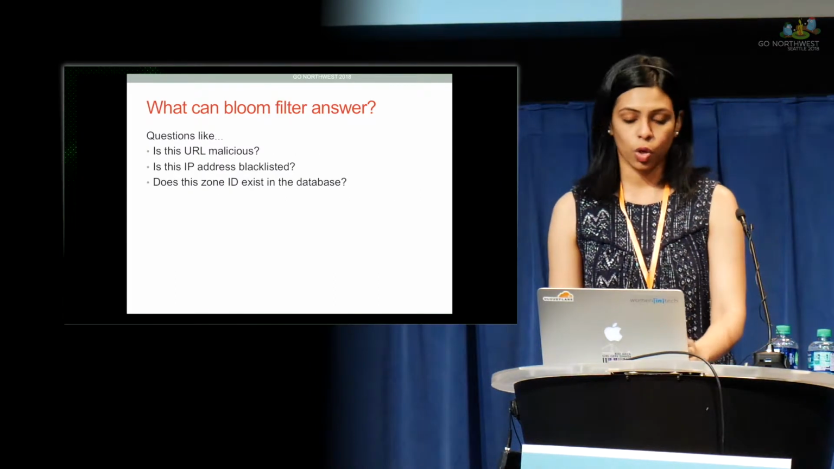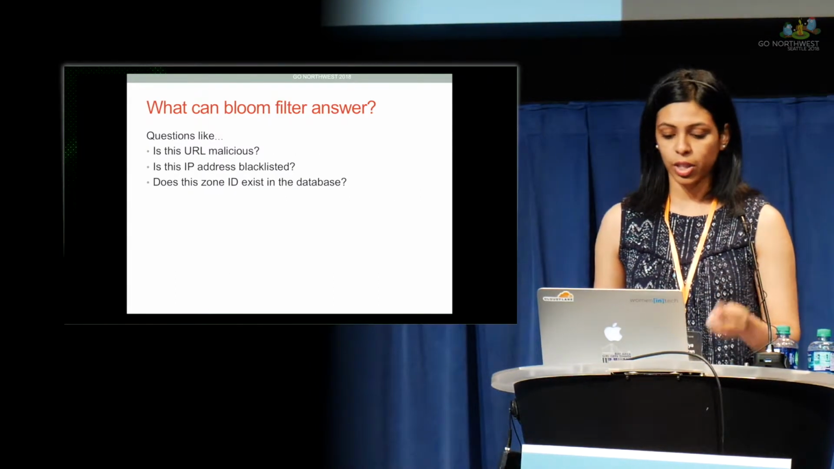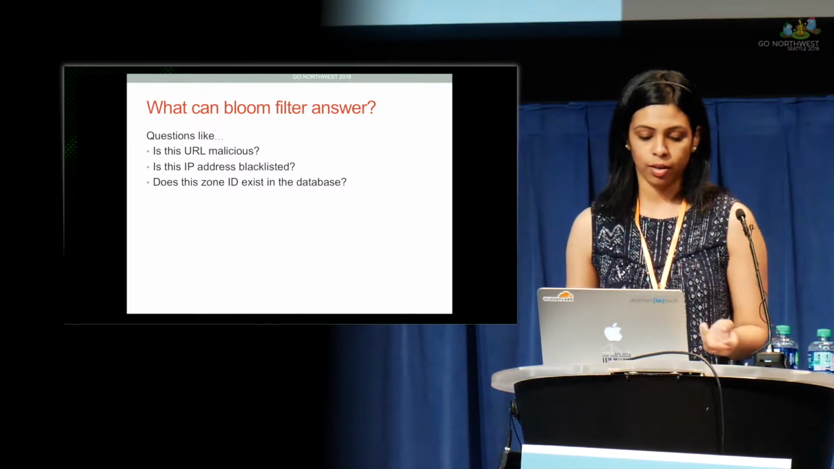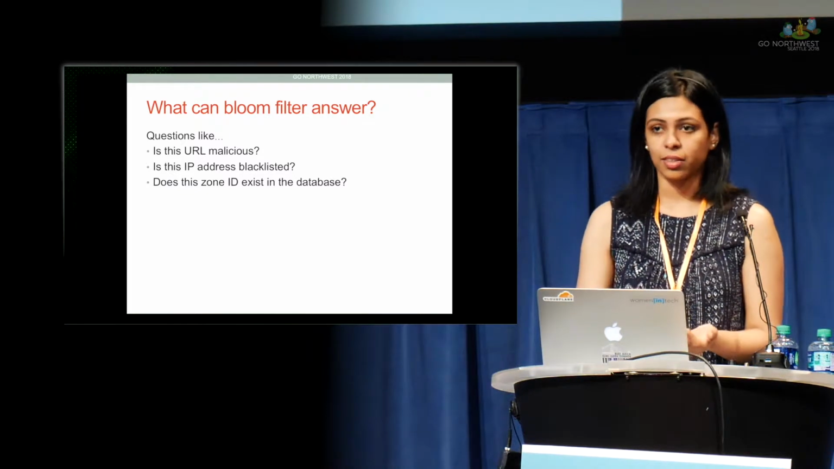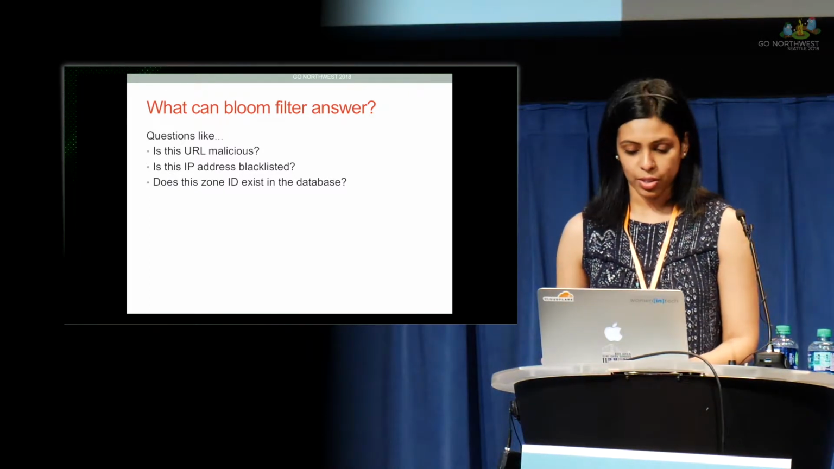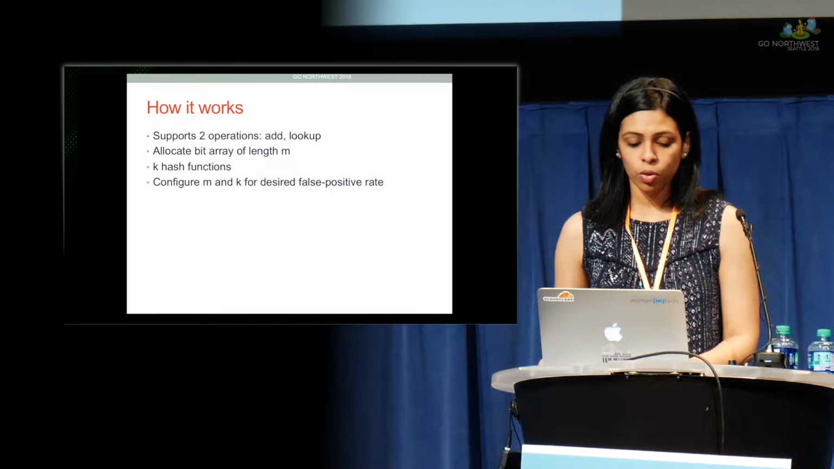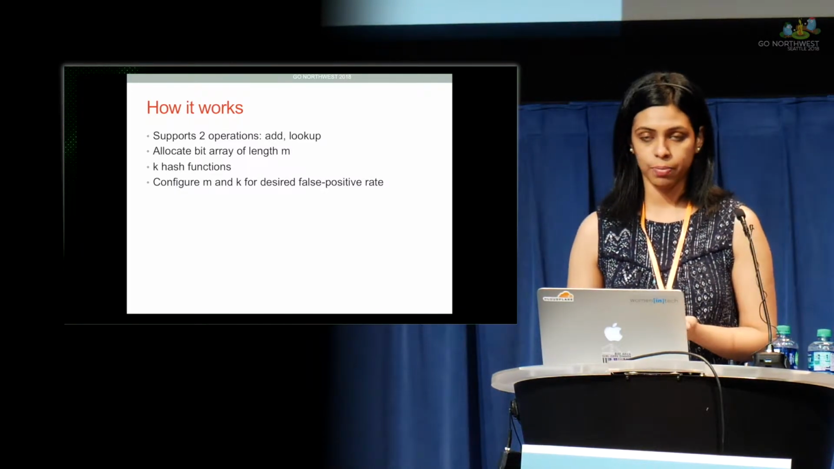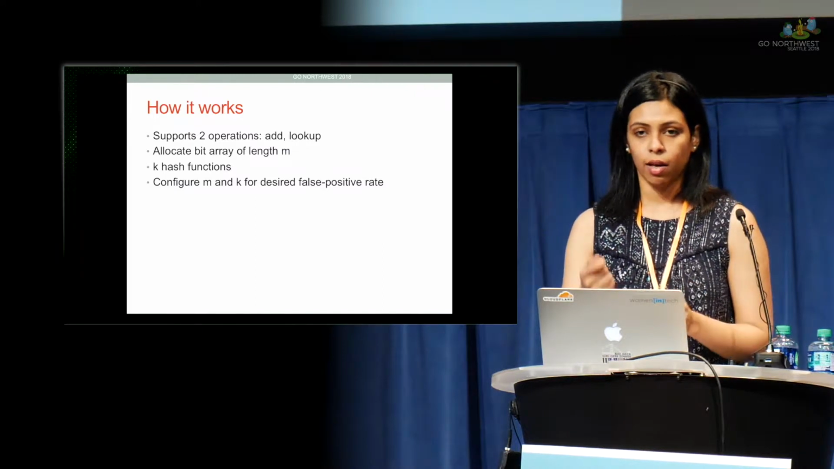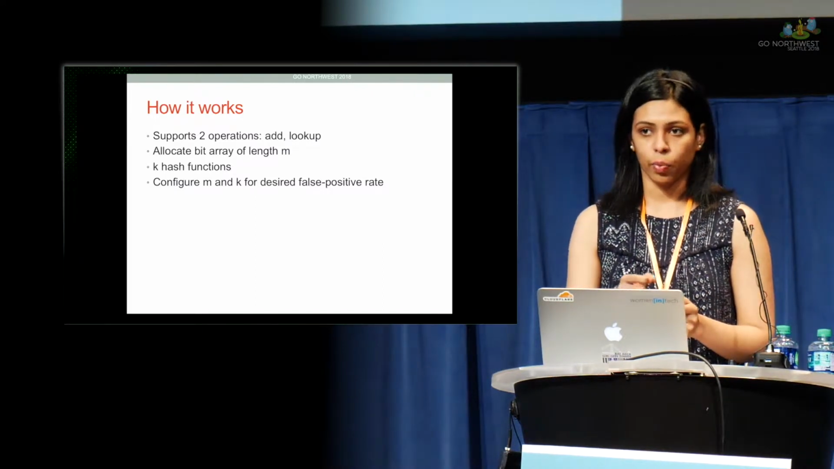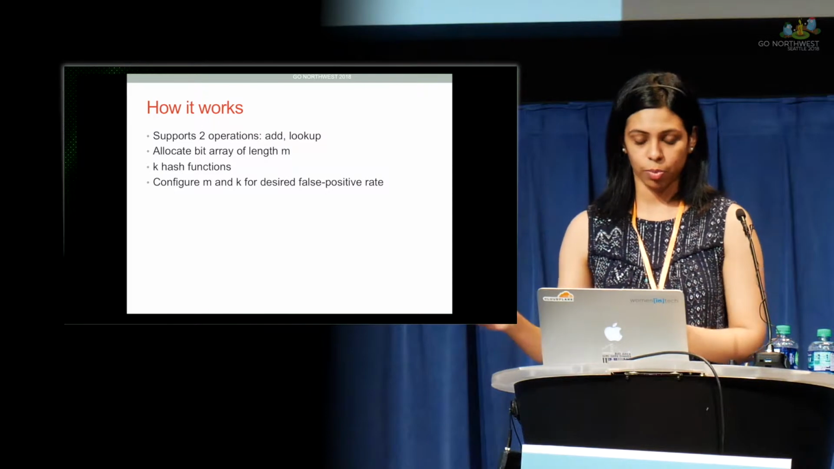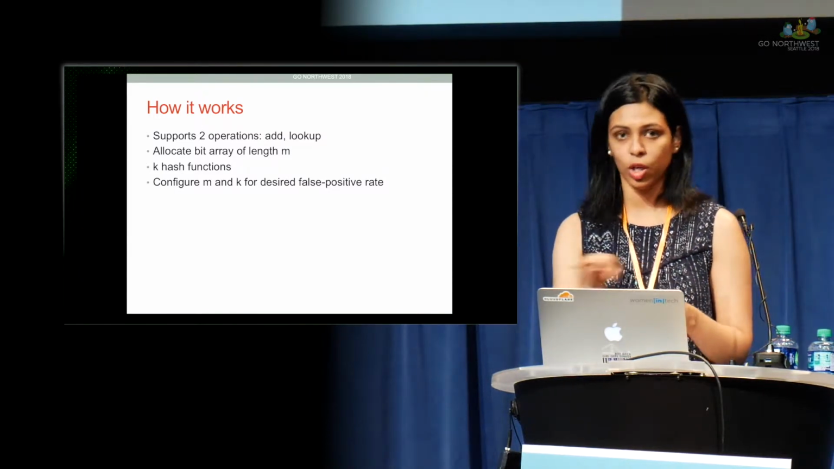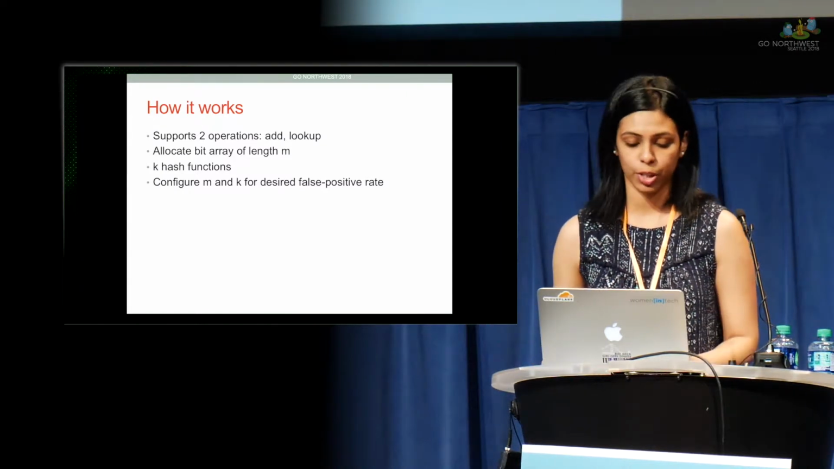So we just saw it can answer questions like if a URL is malicious, or if a particular IP address is blacklisted, or if a zone ID exists in the database, or questions like that. It typically has two operations, add and lookup. The first time, it will set bits in the Bloom filter, and when you do a lookup, like when you do the request the next time, it will do a lookup in the Bloom filter to give back the response.